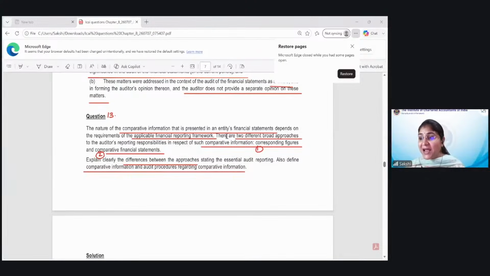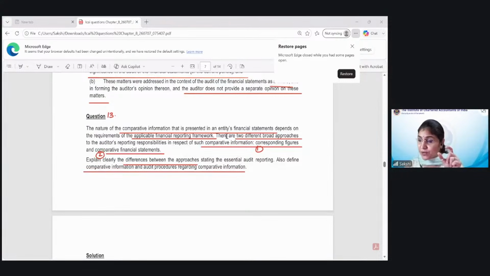You are comparing, you are referring to each period, giving your opinion on each period. This is the basic difference: for corresponding figures, your opinion is restricted to the current financial period only. But for comparative, it covers each period, 25 also and 26 also. So this is the basic difference. And then you explain what is comparative information.